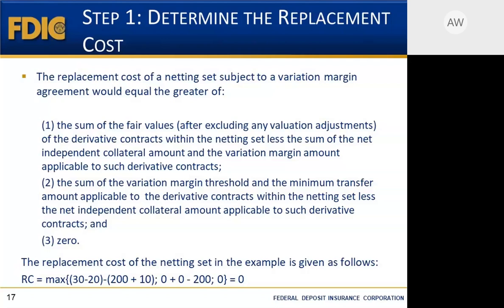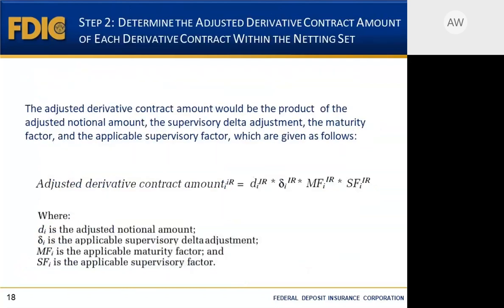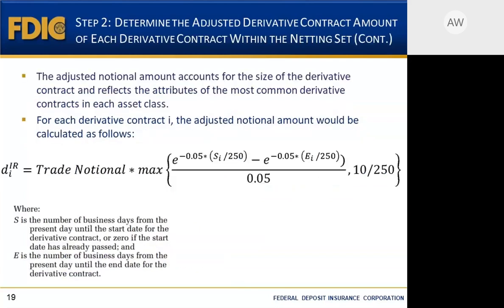Now the next, more complicated step is to determine the potential future exposure. And here we're going to spend a bit of time. In order to determine it, first we need to figure out the adjusted derivatives contract amount, and in order to do that, we need to determine the adjusted notional amount.